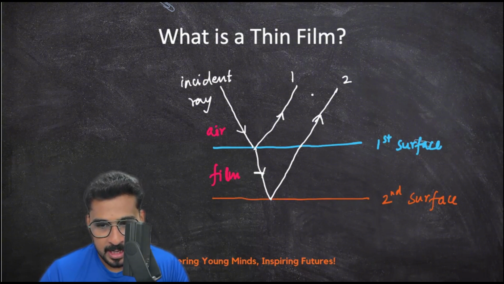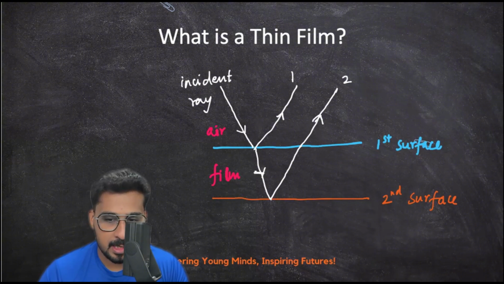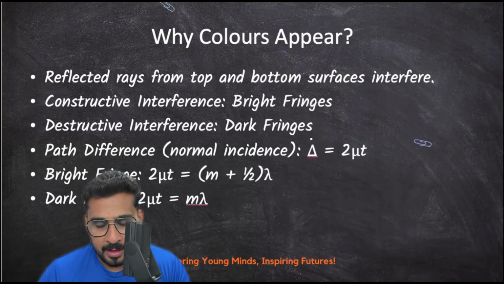This first ray and the second ray will interfere because the path difference produced is very, very small, comparable to the wavelength of the light. This path difference is introduced by the film. So the interference between rays 1 and 2 will cause our bright and dark fringes. When we have constructive interference, we get bright fringes. When we have destructive interference, we get dark fringes.